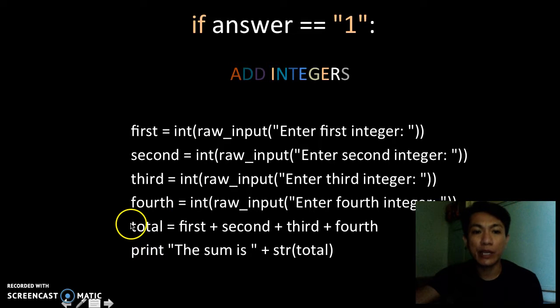So we have the total equation here: first plus second plus third plus fourth, and then we print it. The sum is, plus total. Now it becomes a string, total, because it's going to be a part of this expression.